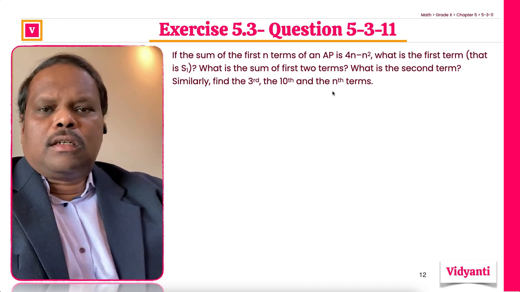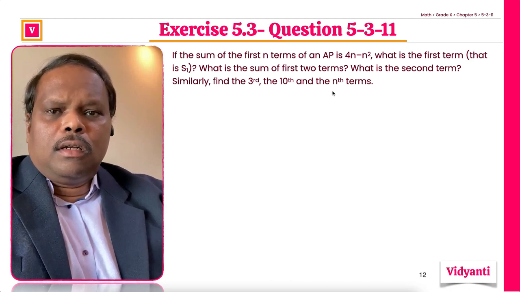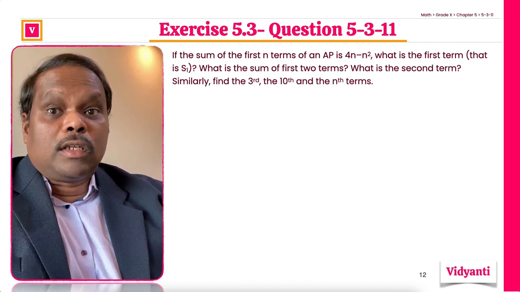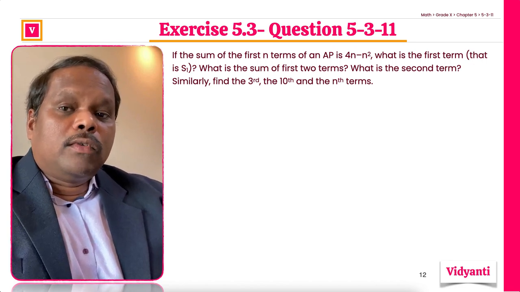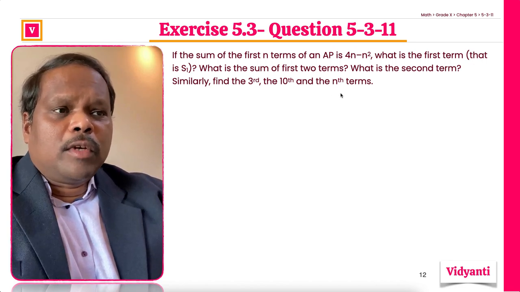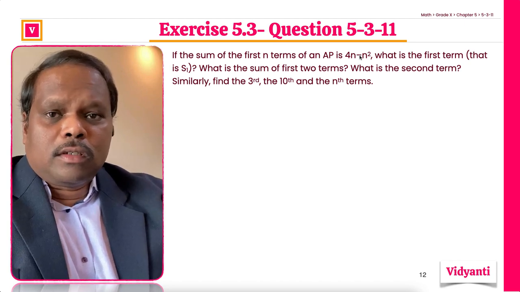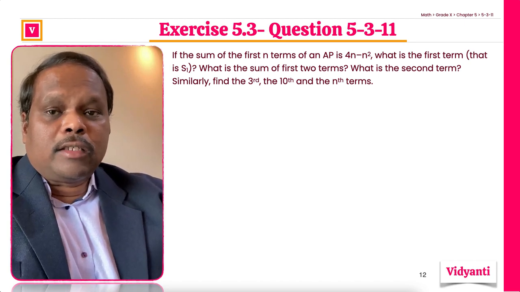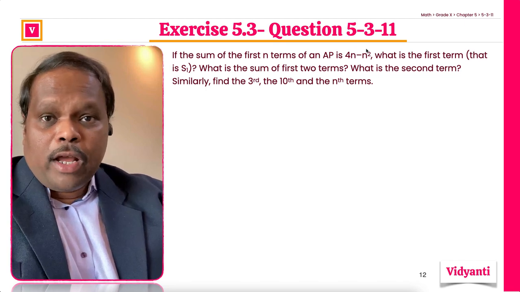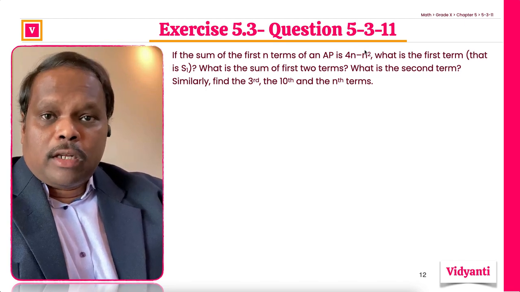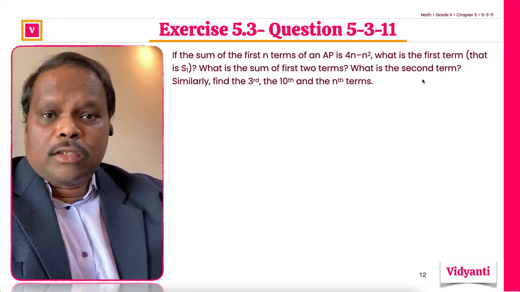Now, this is a little bit different question because so far we have been working with the nth term and with the sum of first n terms. Here, the sum of the first n terms has been given as an expression, 4n minus n square. They came up with this by their own analysis that has not been given. This is not a standard formula. So using this information and whatever we know about arithmetic progression, we are supposed to answer all these questions.